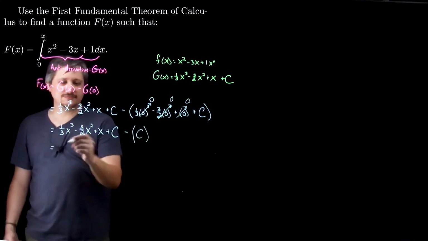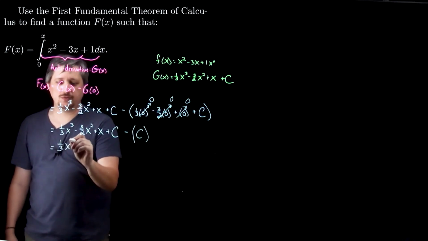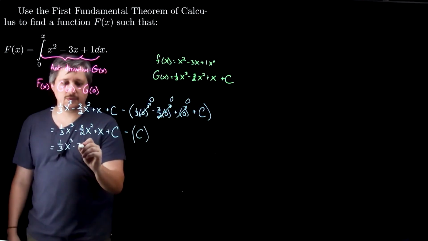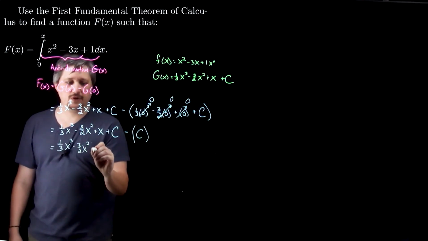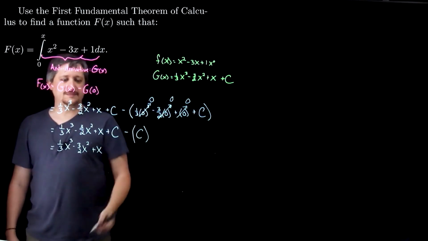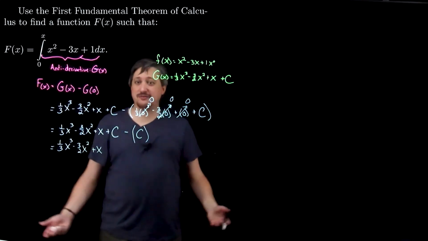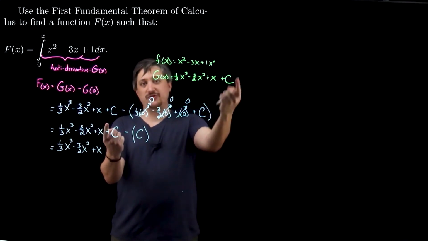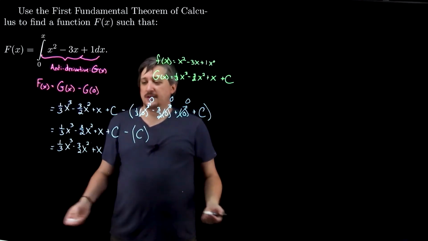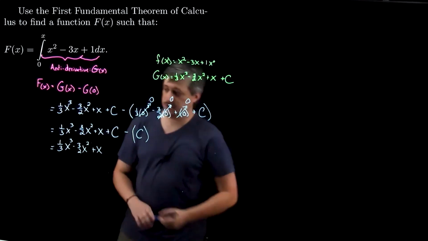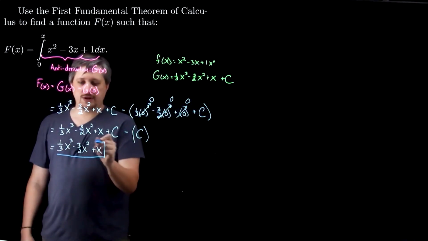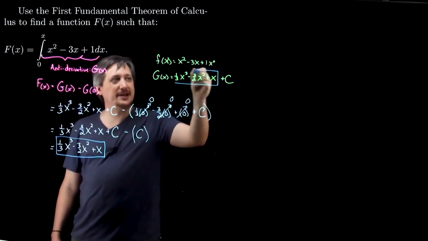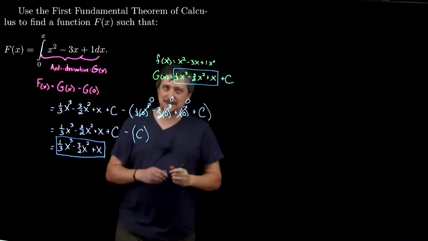Well, what do I get? 1/3 x cubed minus 3/2 x squared plus x plus C minus C. So those cancel, whatever they are, because whatever I plug in for one C, I have to plug in for both. They're the same C coming from the same origin. So they cancel. But what does that get me back to? It gets me back to this thing, which, as you might notice, was the original antiderivative I got before I made it count for all the antiderivatives.